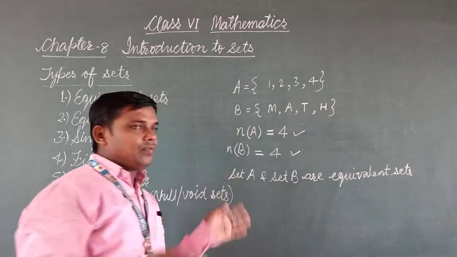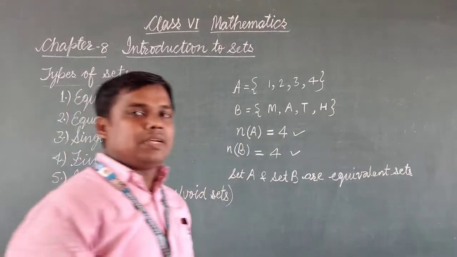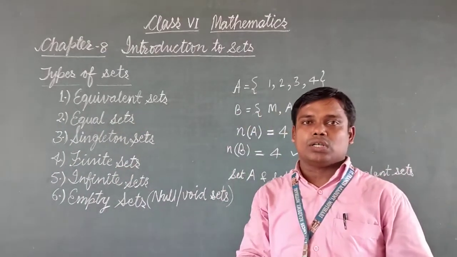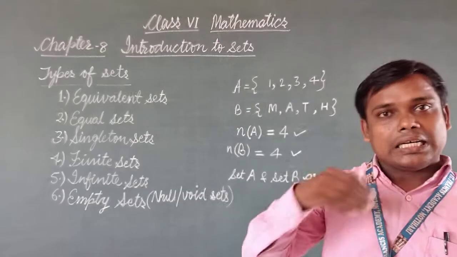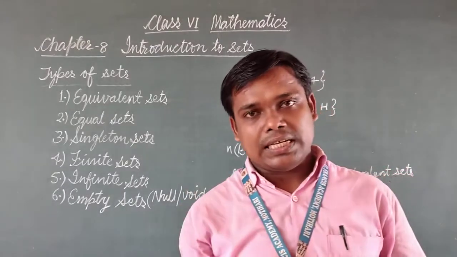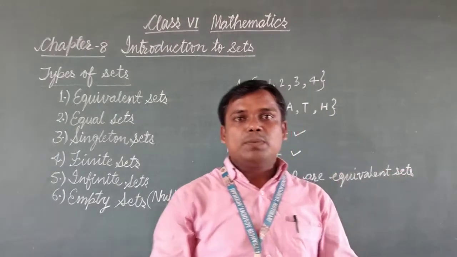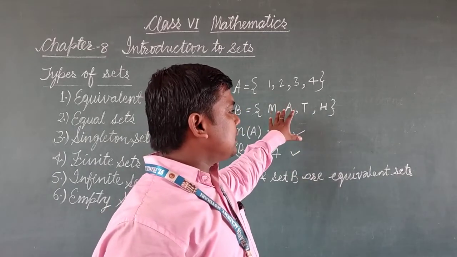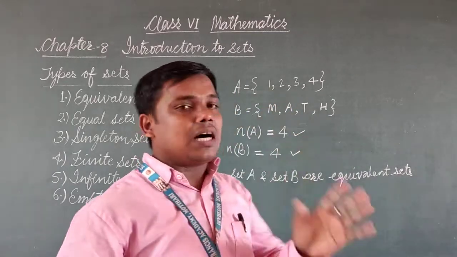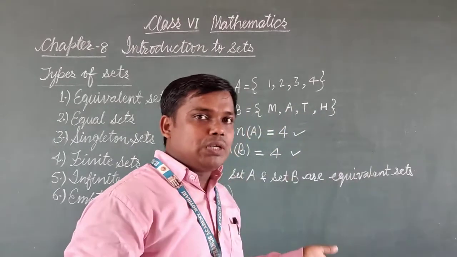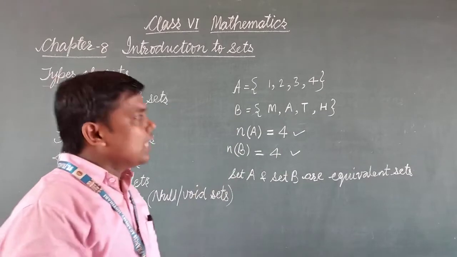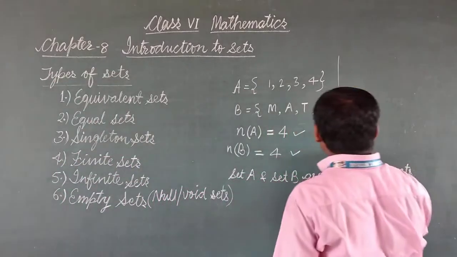So if you have sets given and the question is whether these sets are equivalent or not, you will write the cardinal number of the given sets. If the cardinal numbers of the sets are equal, then the sets given are equivalent. If not equal, then the given sets are non-equivalent. Another example I am taking.